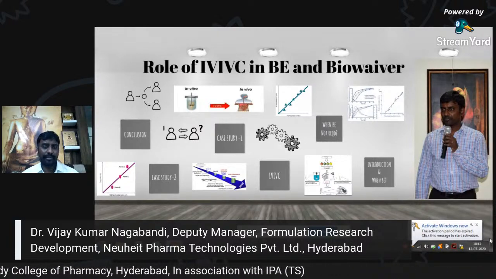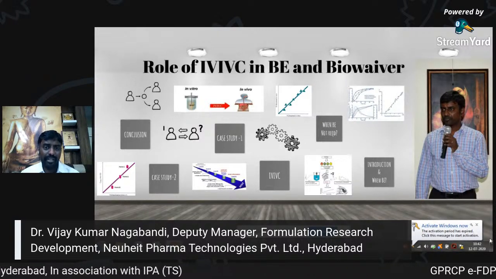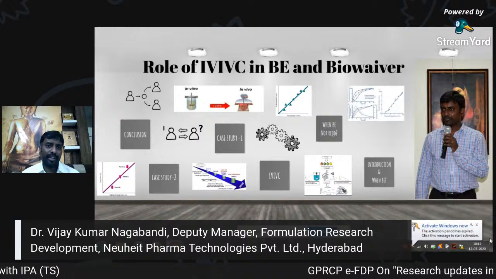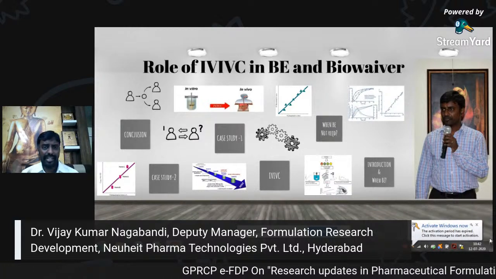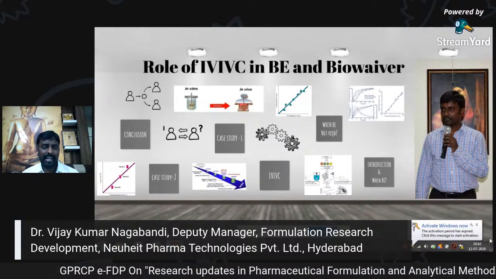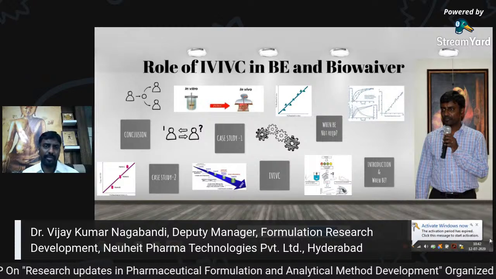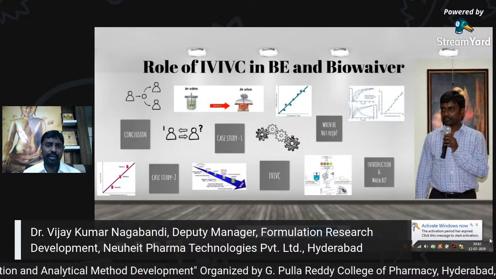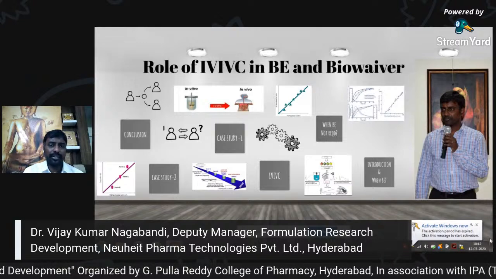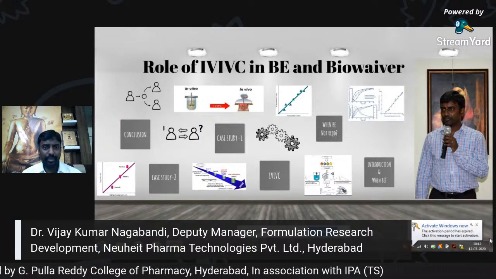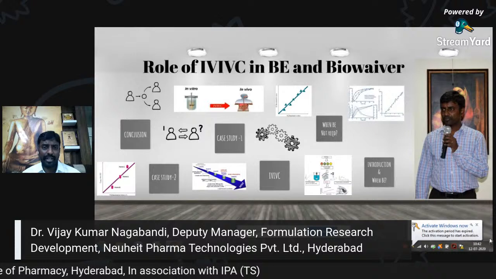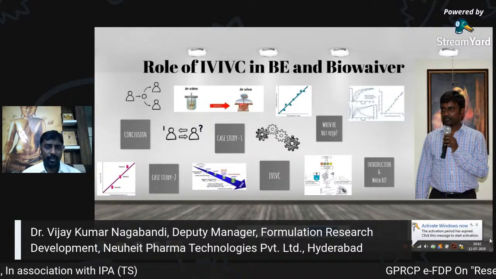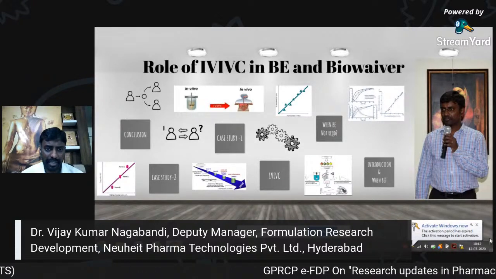But to prove a generic formulation is equivalent to the innovator, certain criteria are required. The major criterion in the list of various requirements is bioequivalence. At least we need to prove that our test formulation is bioequivalent to the innovator formulation. Only then will the regulatory authority give approval to bring the molecule into the regulatory market.